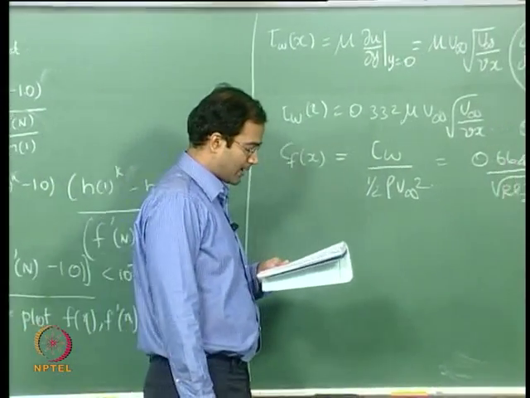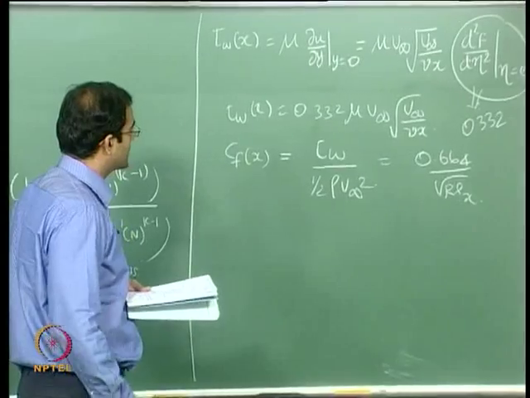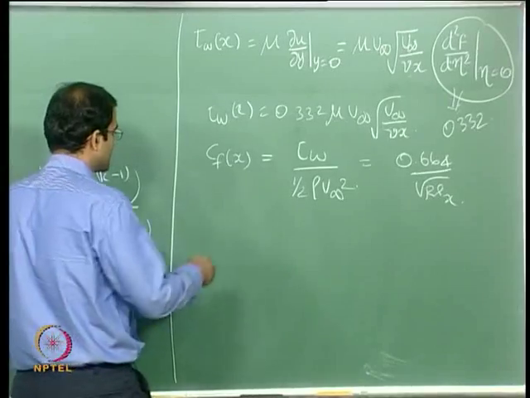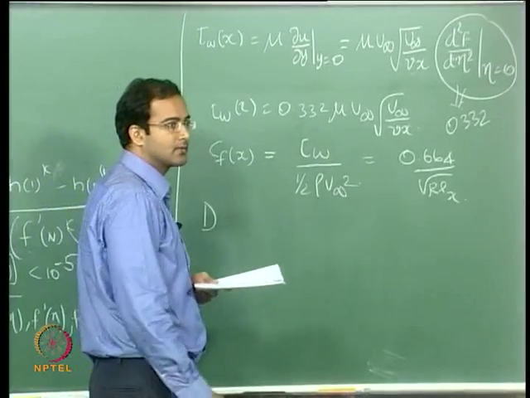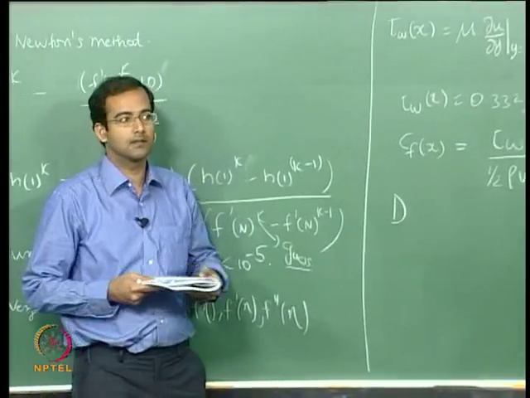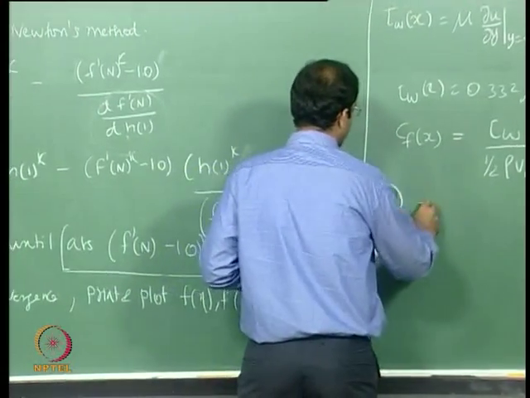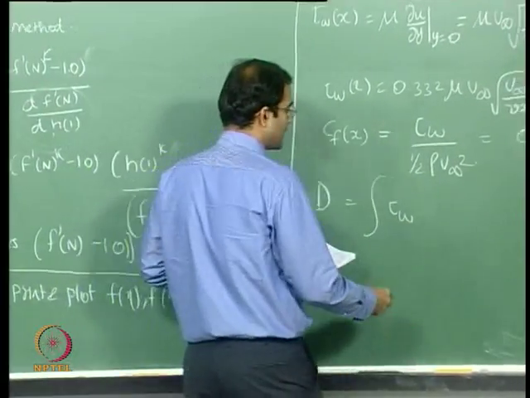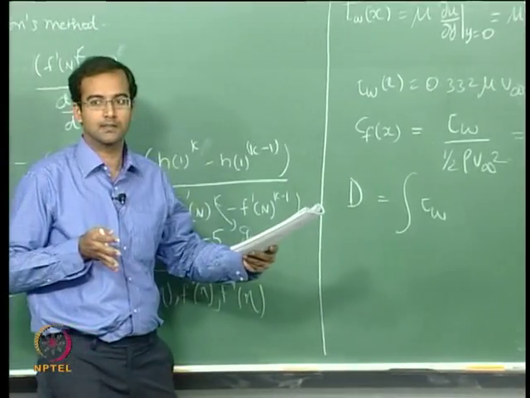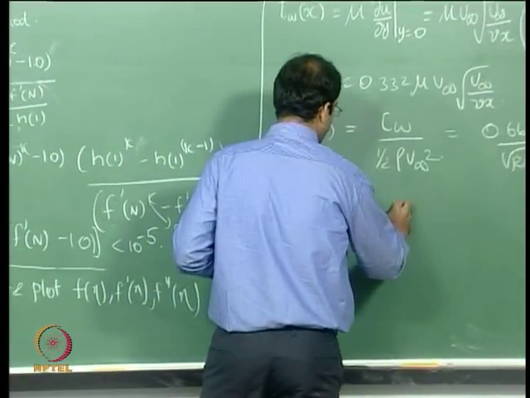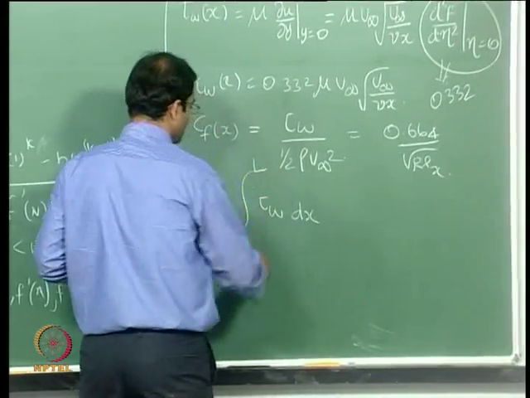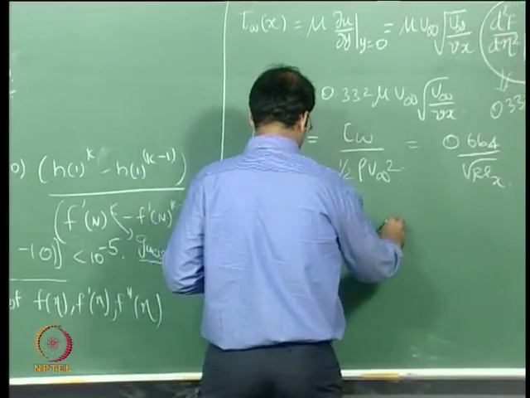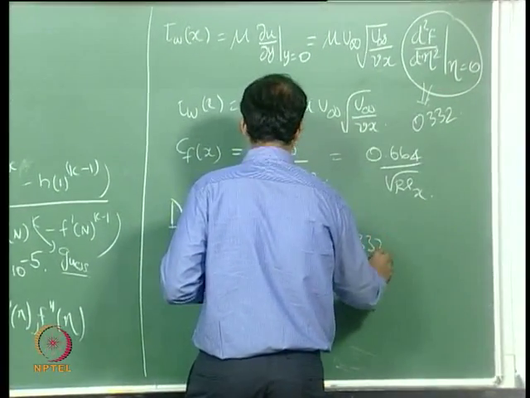And you can also now go ahead and calculate the drag force. Once you know the local shear stress, you can calculate the drag force, which is the total force acting on the plate. So how do we calculate the drag force? You are right, you have to integrate it locally over the surface area. Here of course we are assuming unit width in the third direction. So this is tau dx from 0 to L. This will give me the total drag force on the plate. So if I substitute, this will be 0.332.